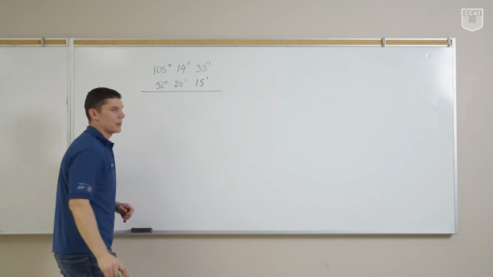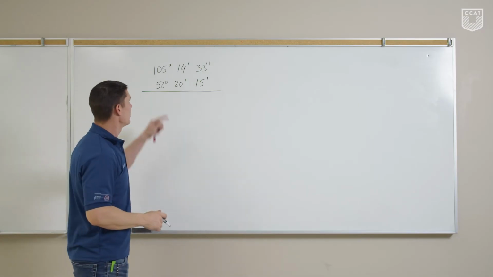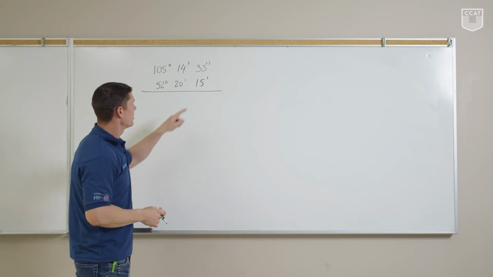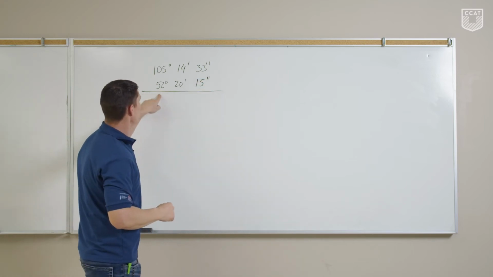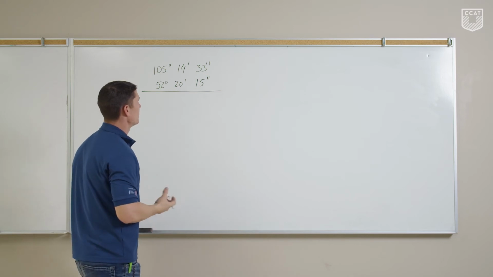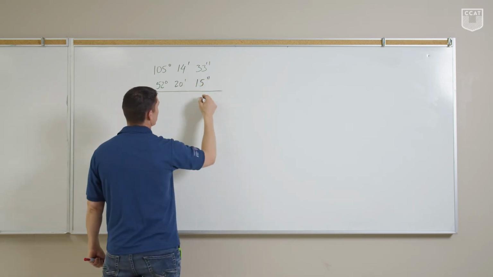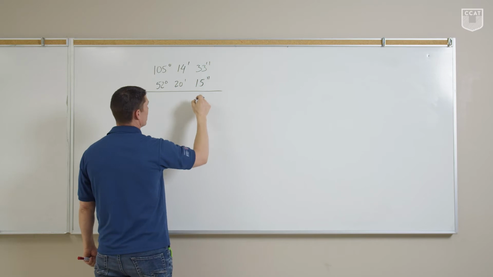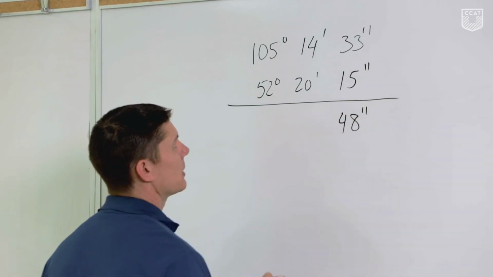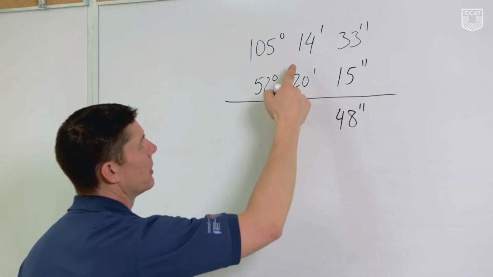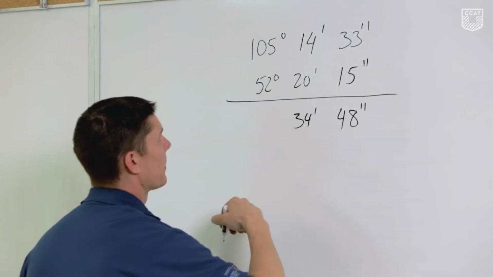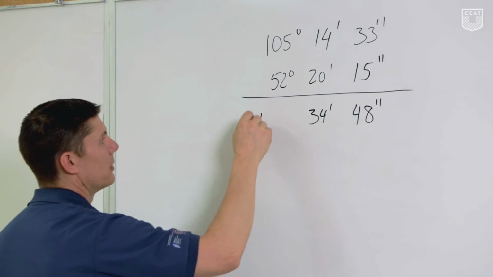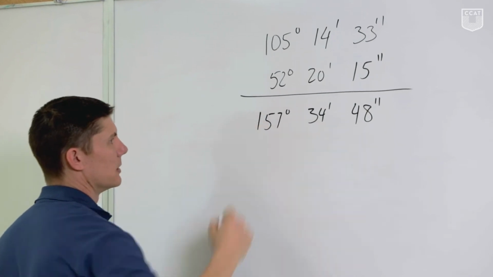Okay, we're going to set it up just like a normal adding question where we've got everything lined up properly. We've got the seconds above each other, the minutes above each other, and the degrees above each other. And it's just going to be straight math. So we can go 5 plus 3 is 8, 3 plus 1 is 4, so we've got 48 seconds. Over here we've got 14 plus 20, which is 34 minutes. And over here we've got 157 degrees.